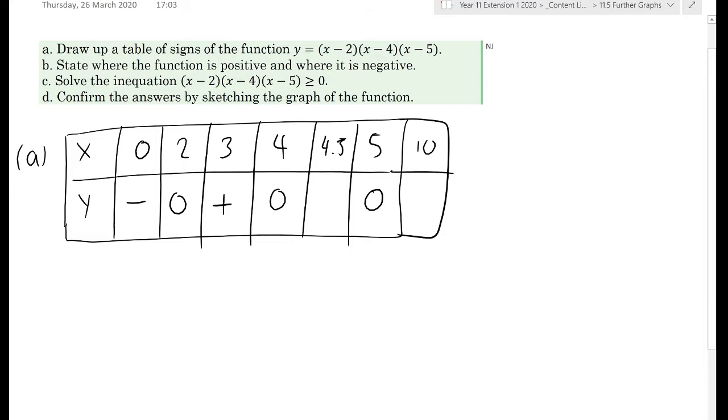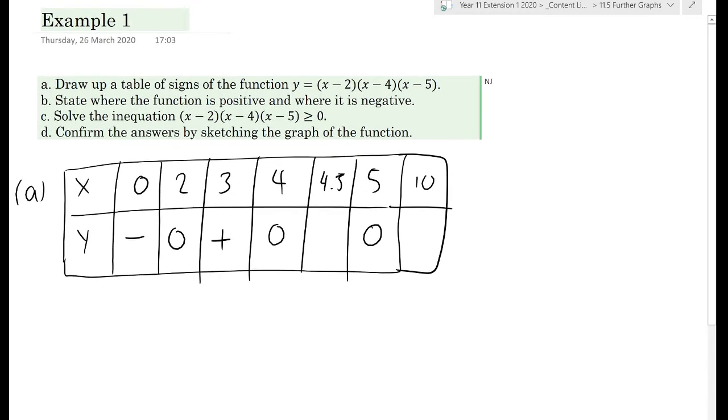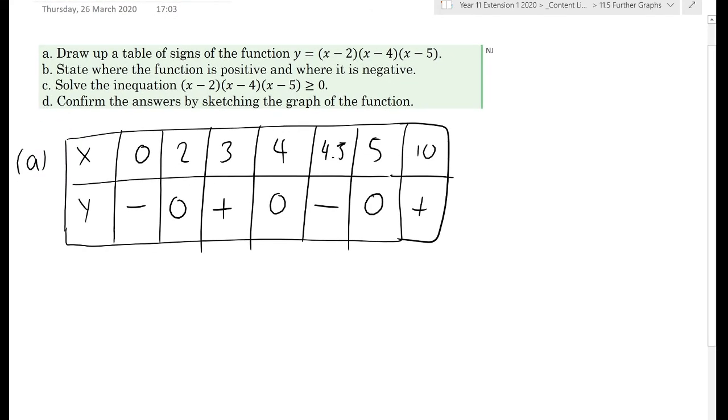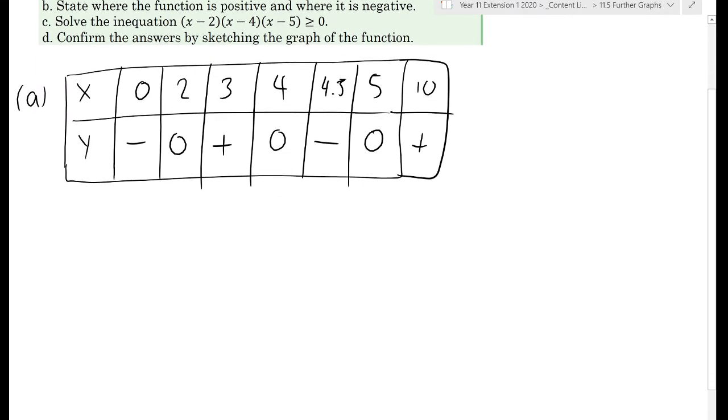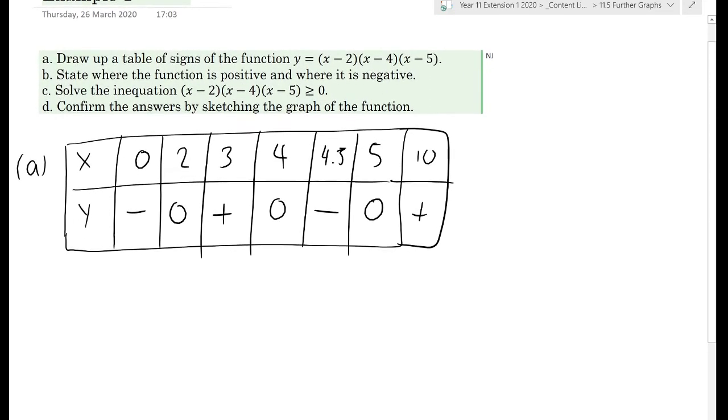Okay, the next part is 4.5. Now 4.5, if I put in there, I get 2.5, 0.5, and -0.5. So 2 positives and a negative make a negative. And 10, putting 10 in there, well, positive, positive, and positive, because they're all above that 0. So all those values are positive. Now, that's part A. Now we need to state, where is the function positive and where is it negative?